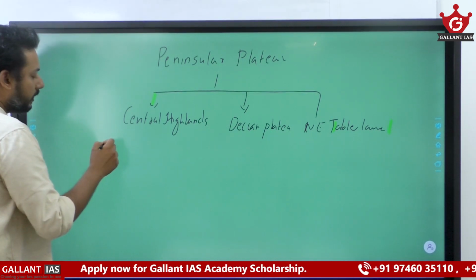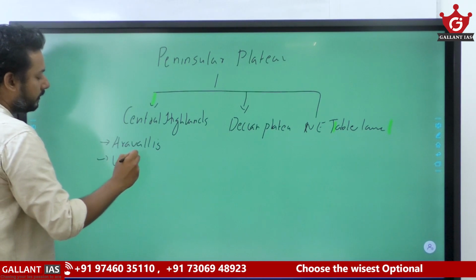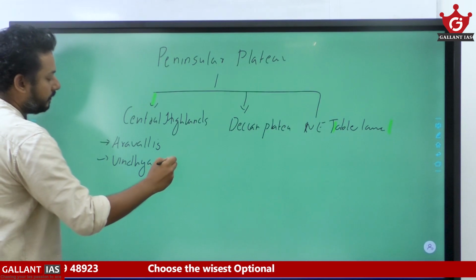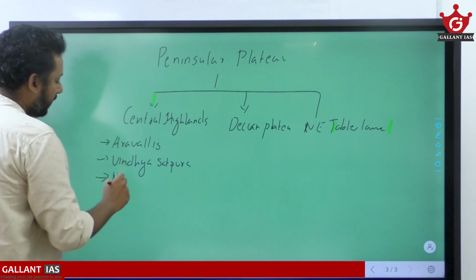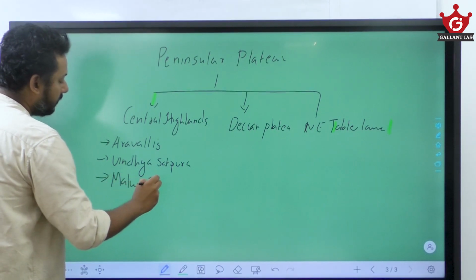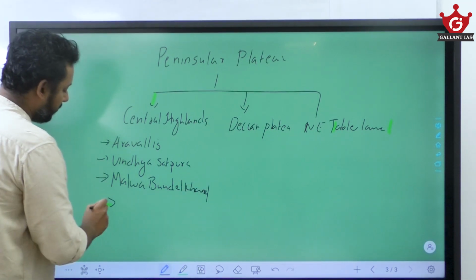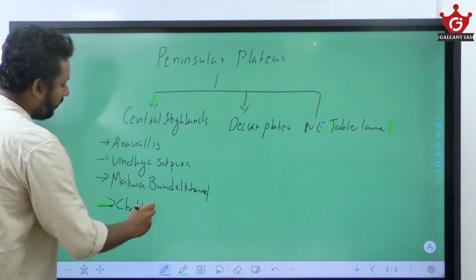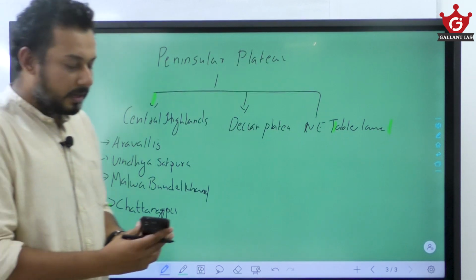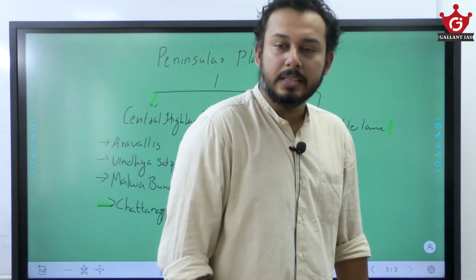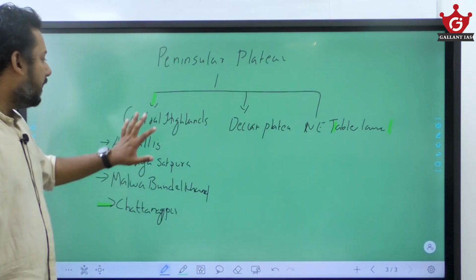Central Highlands includes the regions of Aravallis, Vindhya, Satpura, then we have the Malwa, Bundelkhand region, then we have the Chota Nagpur region. Okay, usually not many questions are asked recently from this plateau region, but it's always good to study the locations of this plateau region because they are very significant in the case of river formation, mineral deposits, etc. So have a general idea regarding this.